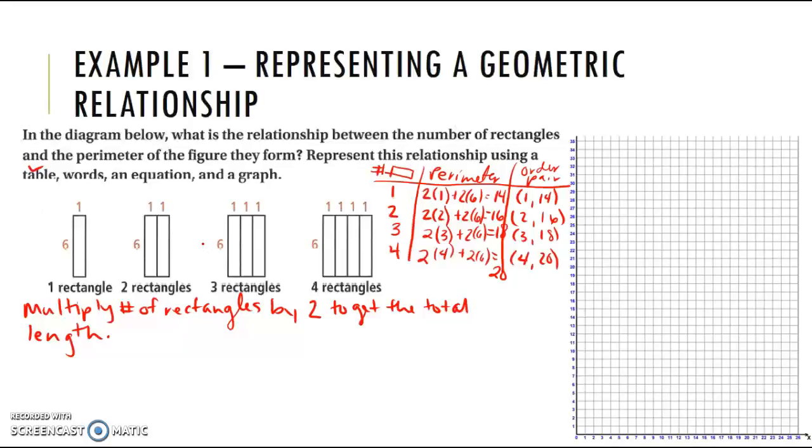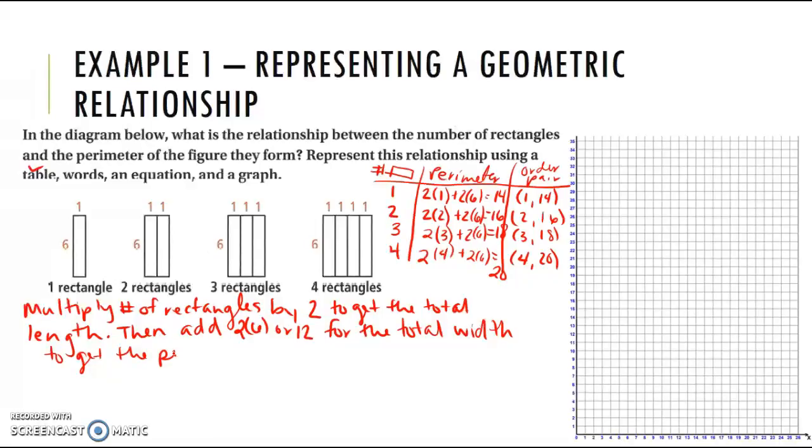And then we're going to add 2 times 6, or 12, because that's what it's going to be for each of them, for the total width, and then to get the perimeter.